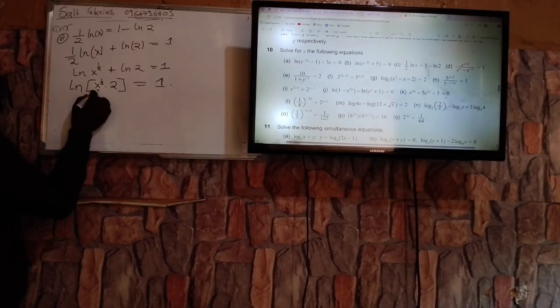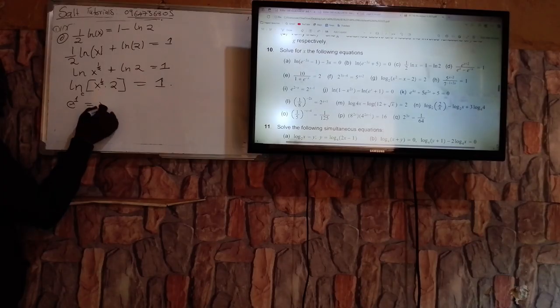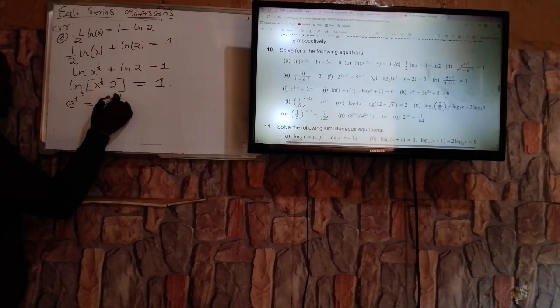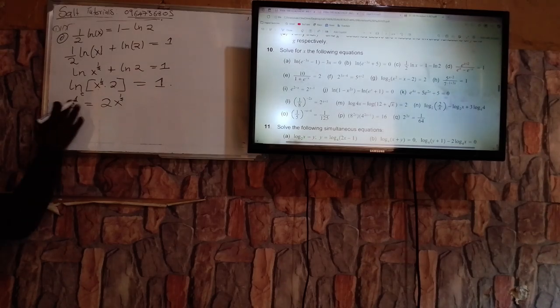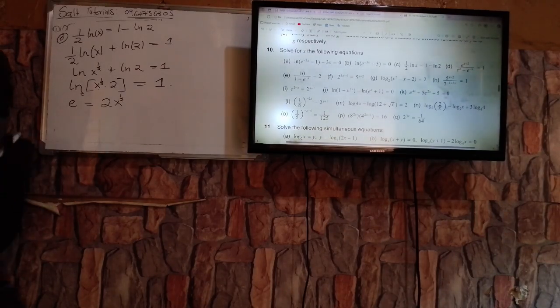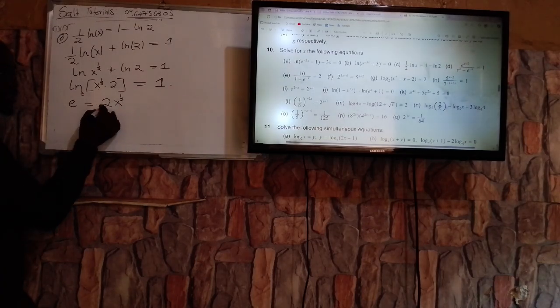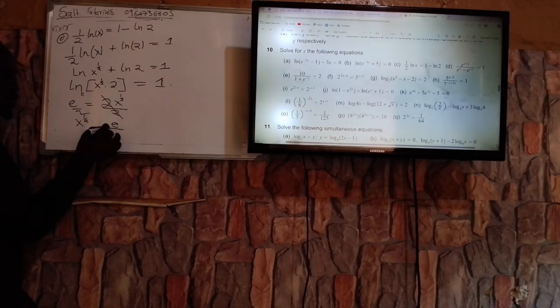So, we want to find the value of x. Let's convert to exponential form. The base here is now e. So I'm going to have e power 1 is equal to 2x power 1 over 2. We are okay? And we know what e is. Anything power 1 is that same e. So this is just basically e. So I have e is equal to 2 times x power 1 over 2. For me to find this value of x, divide by 2, divide by 2, this goes, meaning that x power 1 over 2 is equal to e over 2.